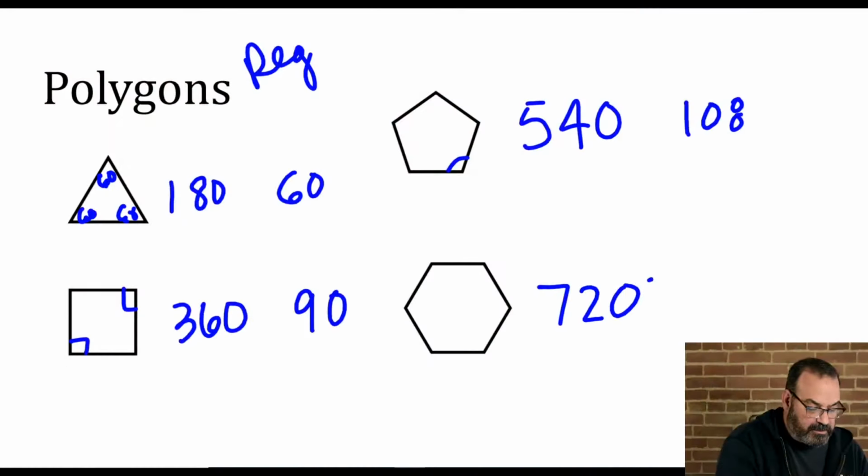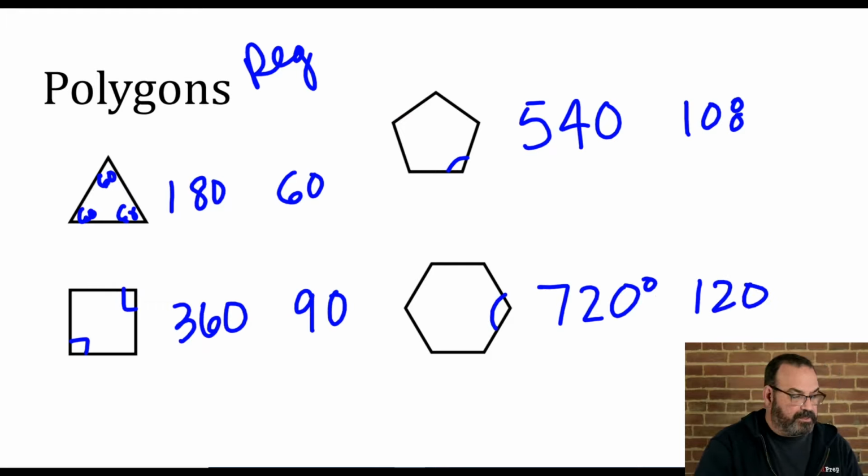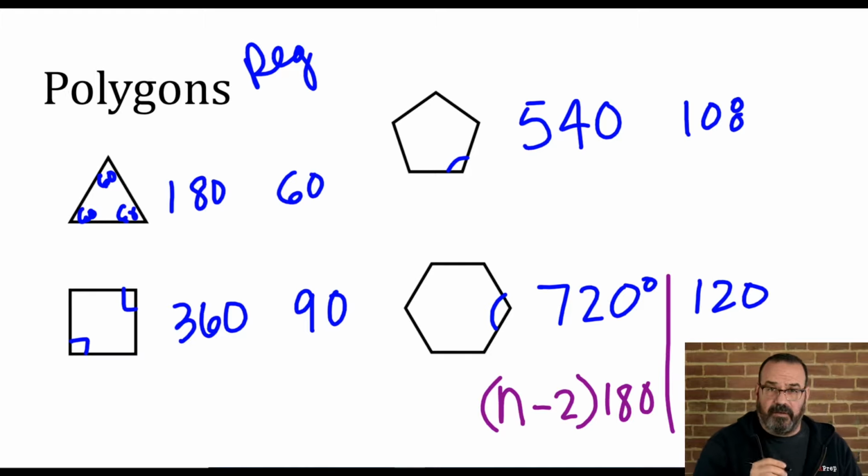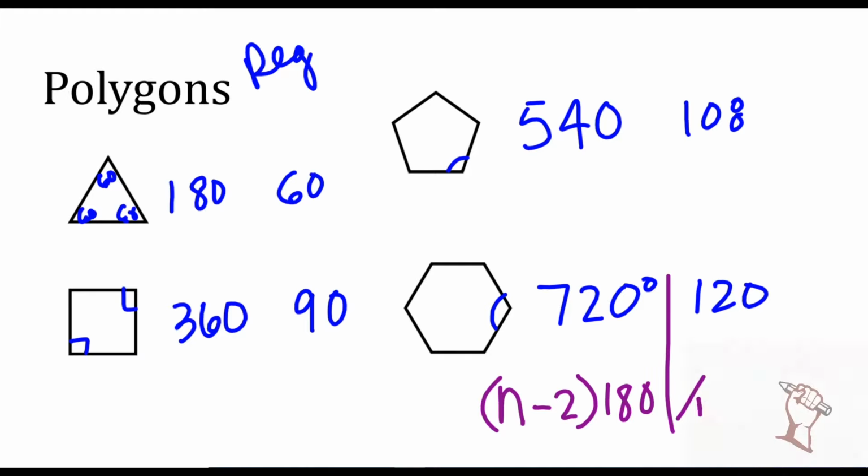And now we've got this is a pentagon, and here's a hexagon. It's 720 degrees, and each individual angle is 120 degrees. There's a formula for this, and that is the number of sides minus 2, times 180, gives us the sum of the angles. If we divide this by n, we get the individual angle. The one thing that they like to do is split up a 6-sided regular polygon into 6 equilateral triangles.